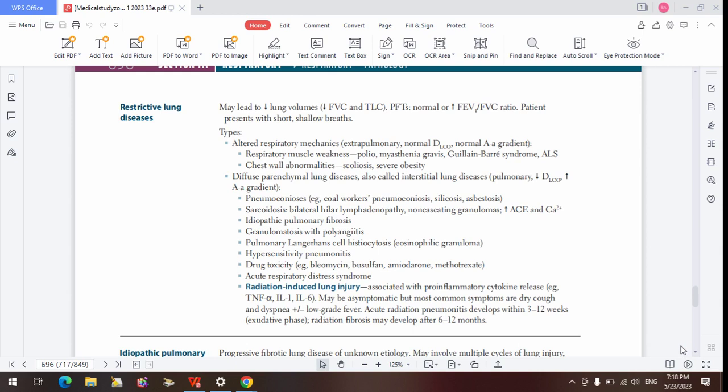Vitamin D causes reabsorption of calcium. That's why calcium is elevated. And ACE enzyme is also elevated in people with sarcoidosis. There are other things we'll talk about when we get there.